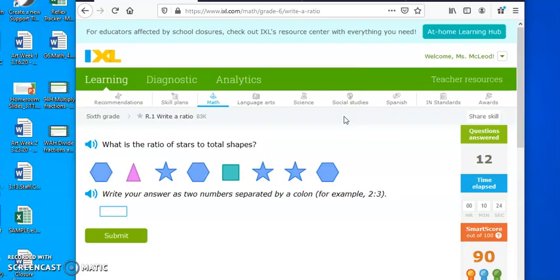So I'm going to count my stars. I've got 1, 2, 3 stars. I'm going to put down 3. I'm going to input my colon. And now I am going to count my total shapes. I've got 1, 2, 3, 4, 5, 6, 7, 8 total shapes. So the ratio of stars to total shapes is 3 to 8.